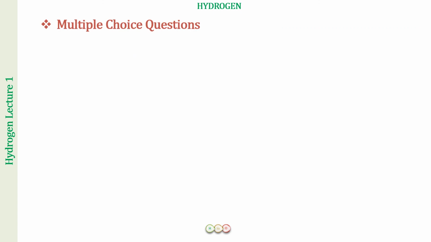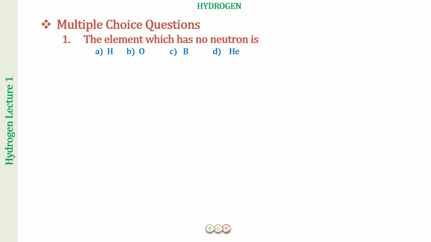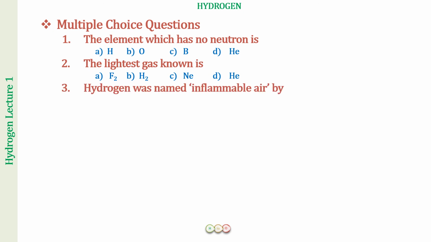Now before we conclude this lecture, there are a few multiple choice questions which we will be posting at the end of every lecture for the course on hydrogen, so that this becomes a bit more interesting and you can see how much you are gaining from these lectures. The first question: the element which has no neutron is hydrogen, oxygen, boron, or helium. Second: the lightest gas known is fluorine, hydrogen, neon, or helium. Third: hydrogen was named inflammable air by Paracelsus, Robert Boyle, Henry Cavendish, or Antoine Lavoisier.